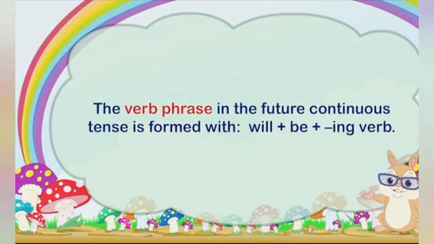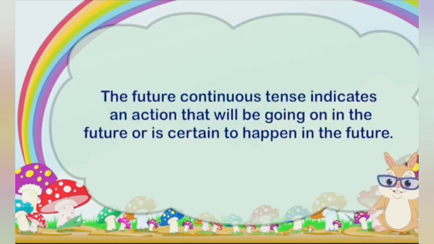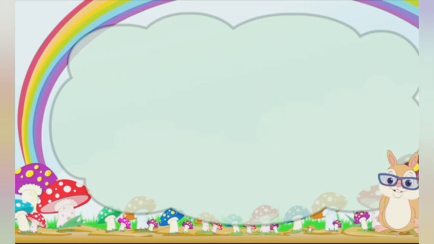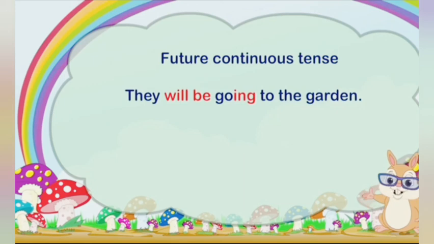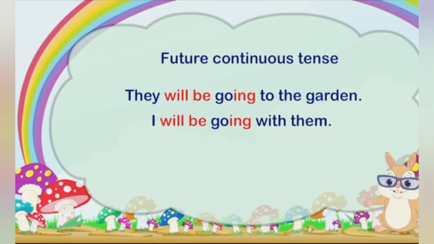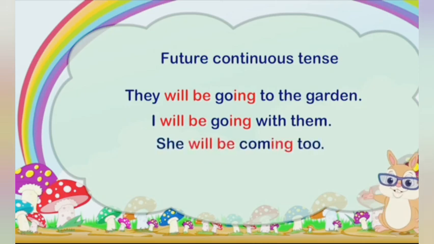The verb phrase in the future continuous tense is formed with will plus be plus ing verb. The future continuous tense indicates an action that will be going on in the future or is certain to happen in the future. For example, they will be going to the garden. I will be going with them. She will be coming too.